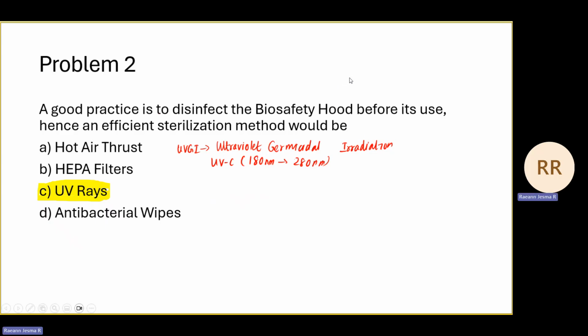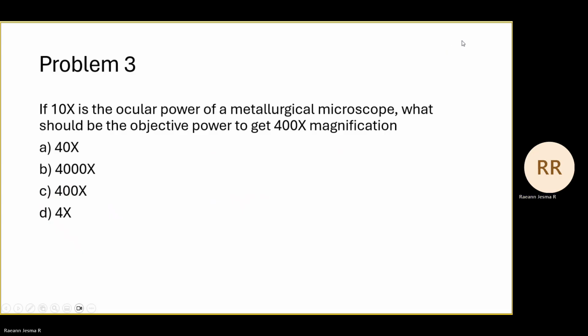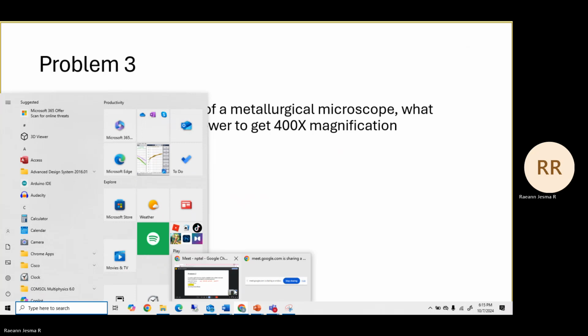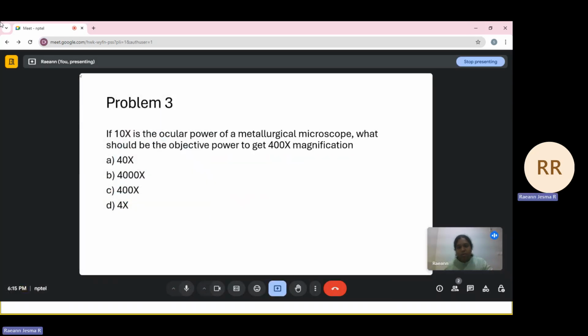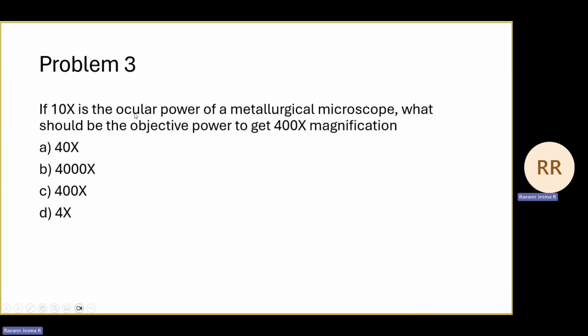Now let us move on to the next question. Problem 3. If 10x is the ocular power of a metallurgical microscope, what should be the objective power to get 400x magnification? Option A is 40x, option B is 4000x, option C is 400x, option D is 4x. The ocular lens is the eyepiece lens. So which is the correct answer?